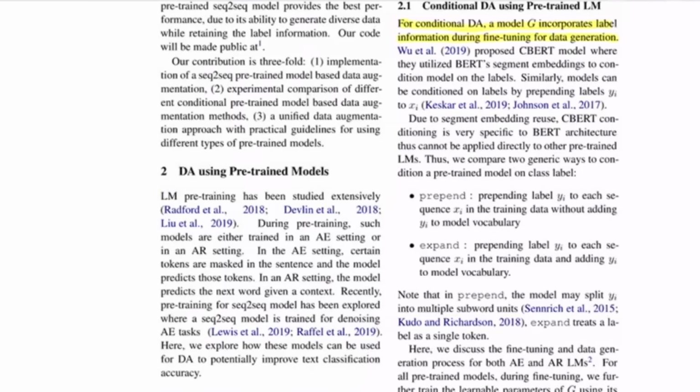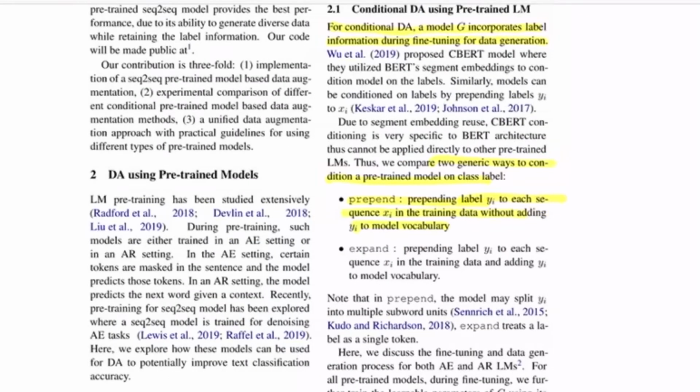So they define two generic ways of conditioning the pre-trained models on the class label. The first one is prepend, which talks about prepending the label y_i to each sequence x_i in the training data without adding y_i to the model vocabulary. So what this means is, let's say you have to generate an augmented example for sentiment classification. For example, the sentence is "I hate this movie," and it was of negative sentiment originally.